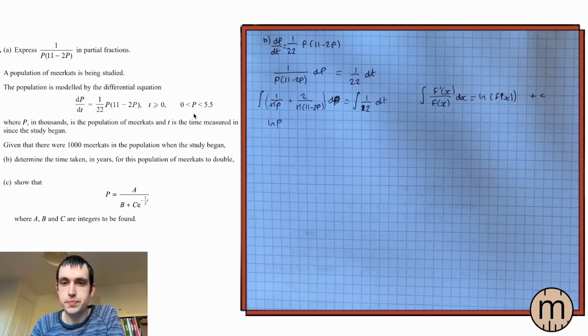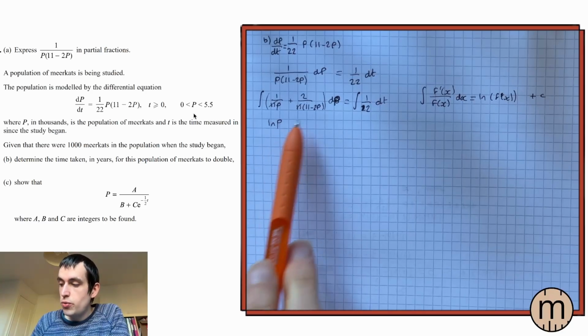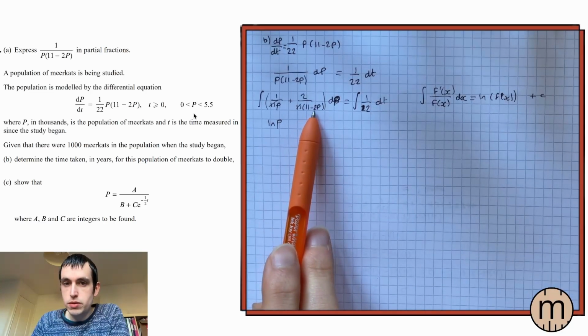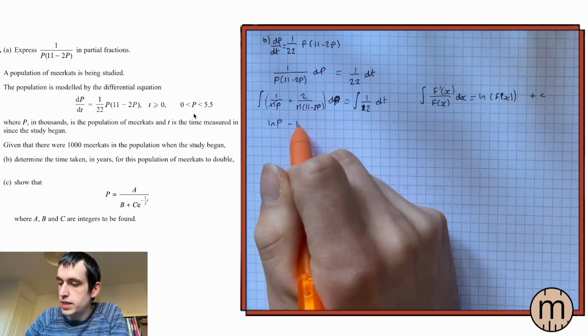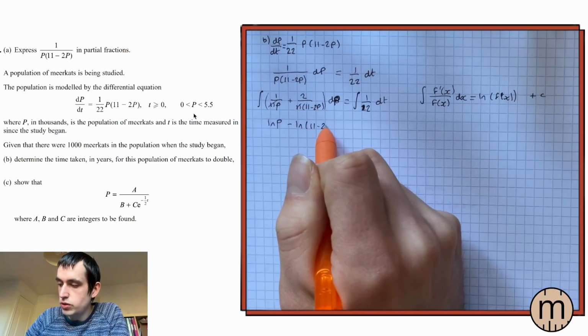plus c. It's a really useful rule. It's not given in the Edexcel formula book, but it is given in the OCR formula book. And it just means that if we know what the derivative is, which we do, we can compare it to the top. What's the derivative of 11 minus 2p? It's minus 2. It doesn't say minus 2 on the top, but all we need to do is add in a negative and we're sorted.